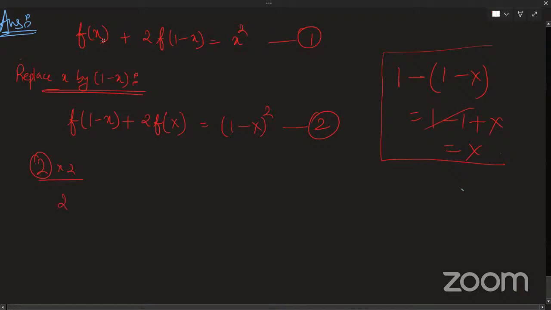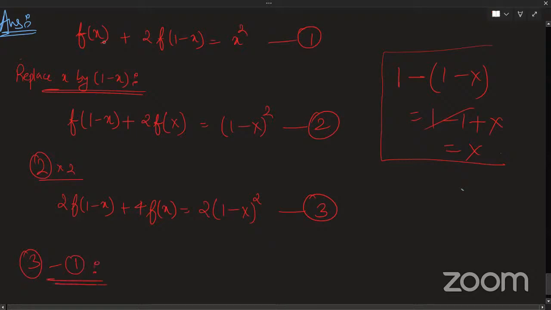So it will be equal to 2 times f of 1 minus x, plus 4 f of x is equal to 2 times (1 minus x) whole squared, right? Yes, sir. So this will be my equation 3. So what will I do now? I will subtract equation 3 and equation 1.